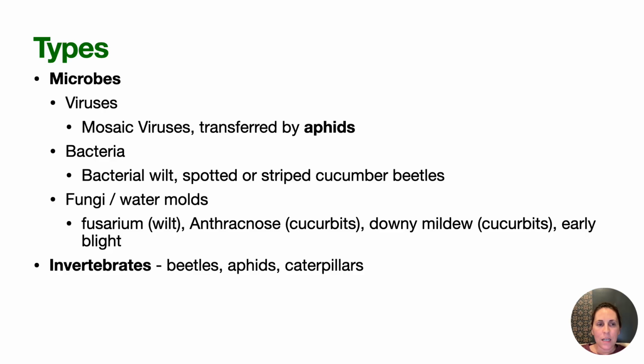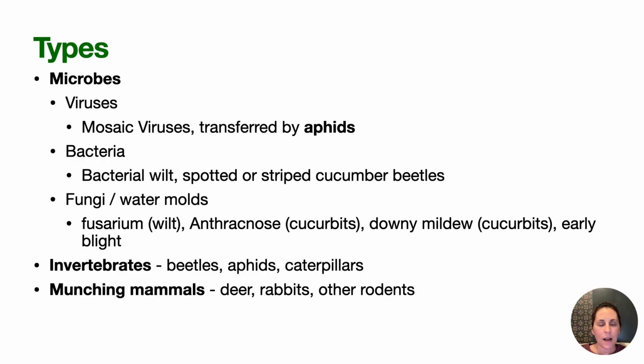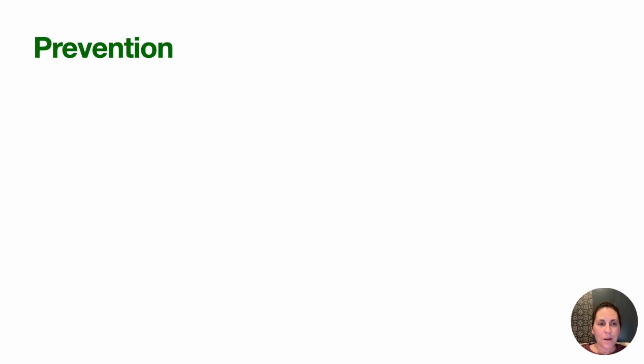All right, so our next type of pest and pathogen would be our invertebrates. And those include things like beetles, aphids, and caterpillars. And I'm not going to show those because we've all got a pretty good idea of some of the beetles, aphids, and caterpillars that take residence within our gardens, as well as the munching mammals, including things like deer, rabbit, and our other rodents. So let's consider some quick solutions.